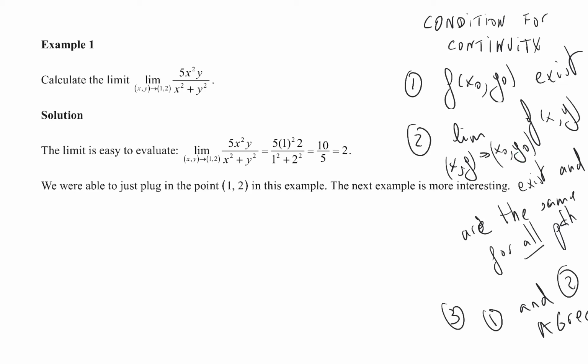And you approach the point by any path, and the limit exists means that by any path that you choose, the limit will be the same. The third condition is that 1 and 2 agree. If 1 and 2 agree, we say that the function is continuous. So if the value of the function and the limit of the function when x, y approach x0, y0 have the same value, we say that the function is continuous.